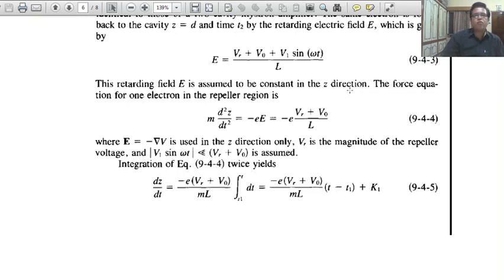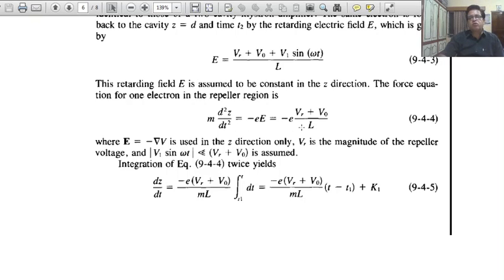The force equation for one electron, only for one electron in the repeller region. We know that the equation is given by m a, that means m d2z upon dt2, equal to minus e times E. Force is qE, here for an electron, so minus e. What is E? It is VR plus V0, and we are taking the potential V1 sin omega t to be less than the sum of VR plus V0.